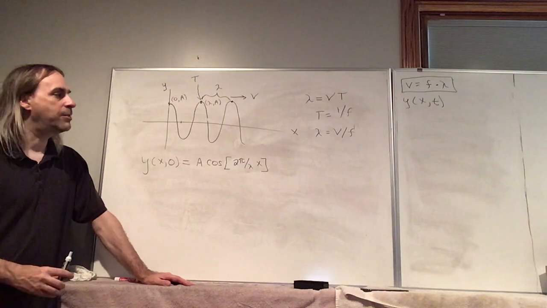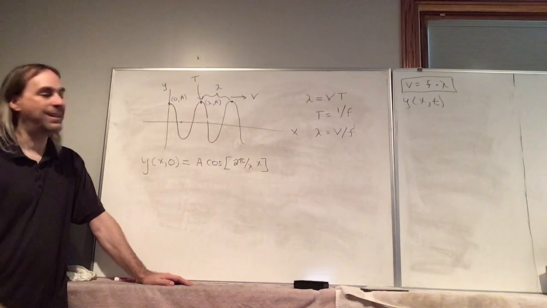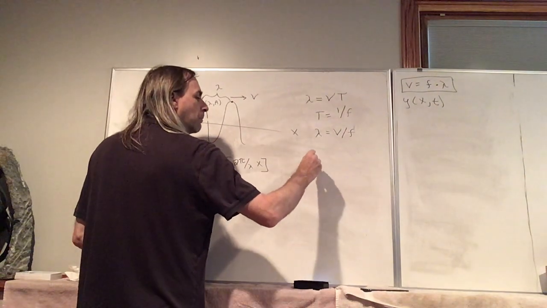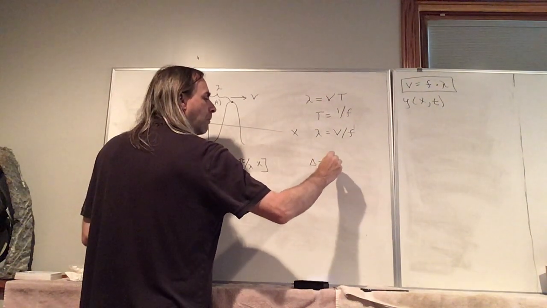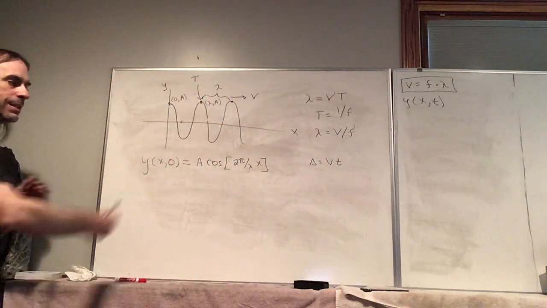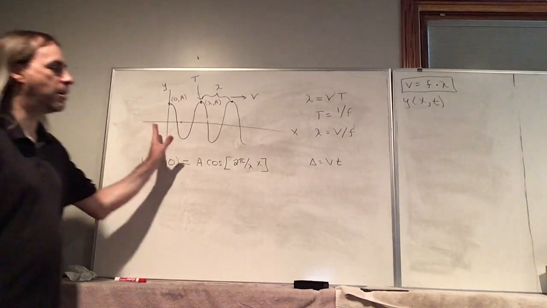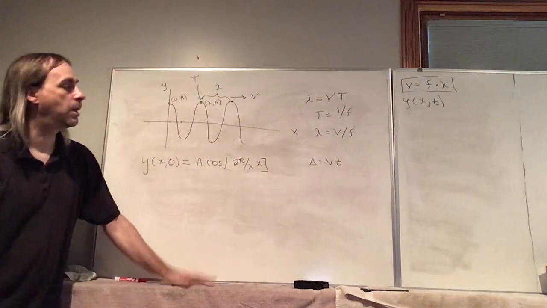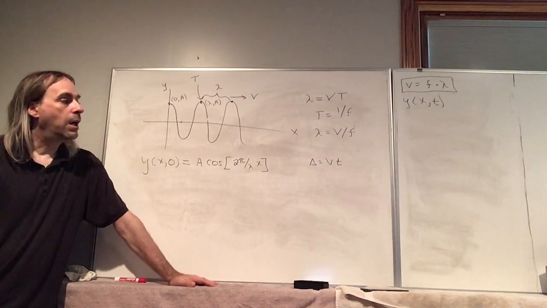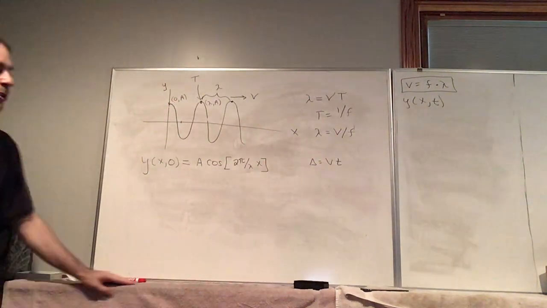And so after a time t, the amount this wave has been shifted is going to be equal to the distance it traveled. Let's call that delta for now. So it travels a distance vt. After some arbitrary time t, the entire pattern shifts this distance. However fast it's going, times whatever time we're looking at here. And so what we want to do is take this pattern and shift it. Now, how do we do that?